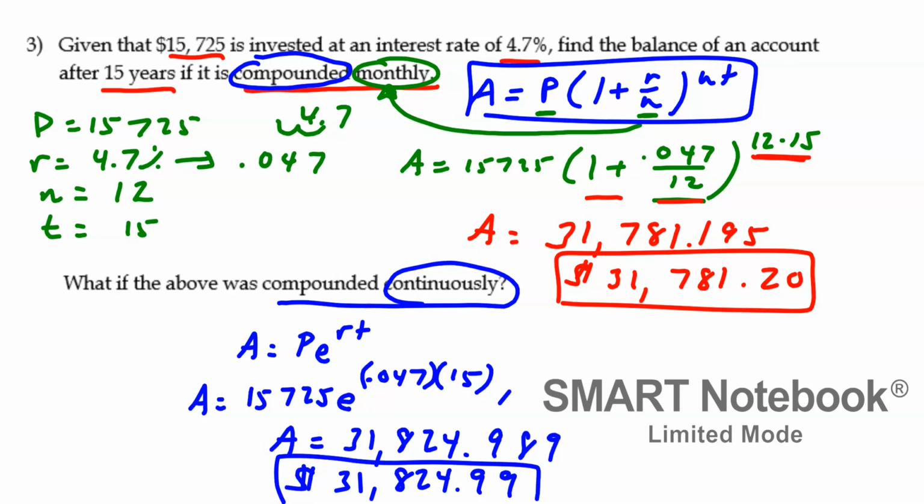So what's interesting here is that if you compound monthly and compound continuously, there really isn't that much of a difference in the final values, but every cent counts, right, when you're compounding money. So, I mean, I would definitely go with continuous over monthly if it were me.